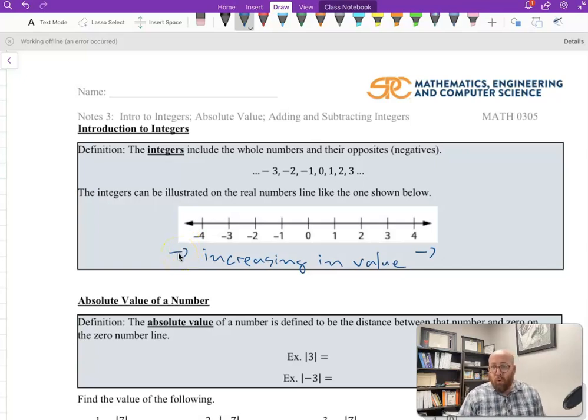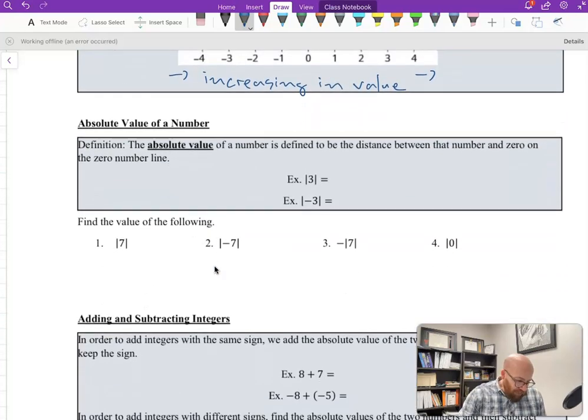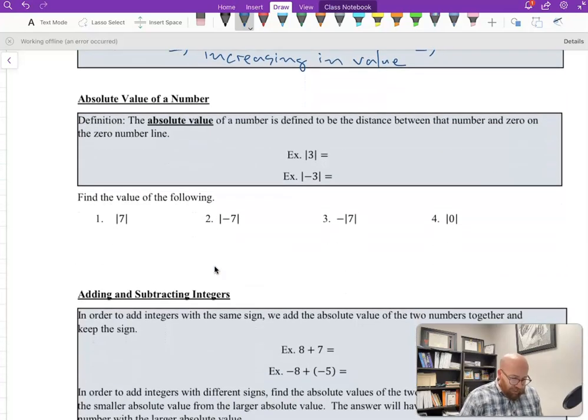All right. For a lot of our introduction to adding and subtracting, we're going to be living here on a number line. All right. Absolute value. The absolute value of a number is defined to be the distance between that number and 0 on a number line. The key word here is distance. And distance is always measured as a positive value.